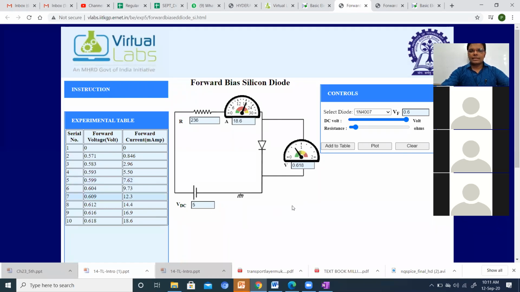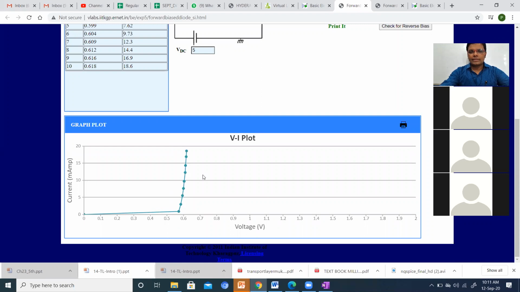This is forward bias. After we got the tables, guys, all of you, initially, please take the screenshot of this table. Thereafter, note down all these values in our observation notebook. Okay. Now, after completion of the conducting of experiment, just plot the graph. So you will get this graph. So this is the VI characteristics graph for PN junction diode forward bias case.